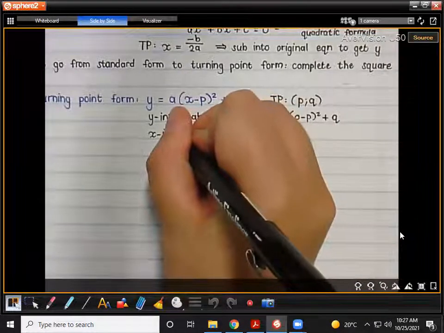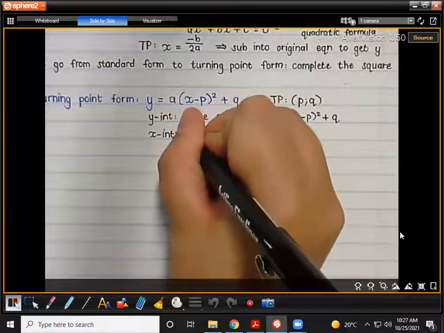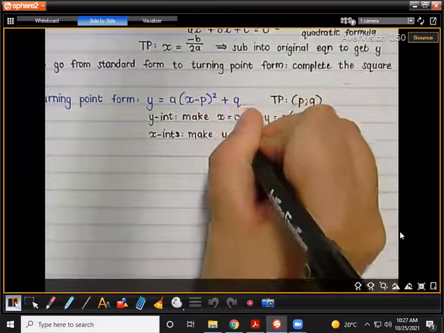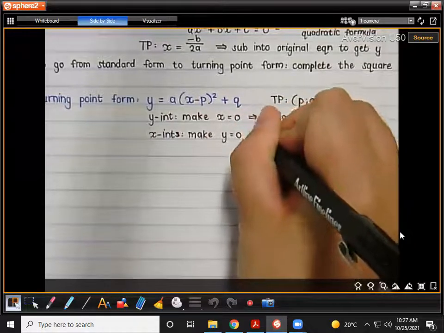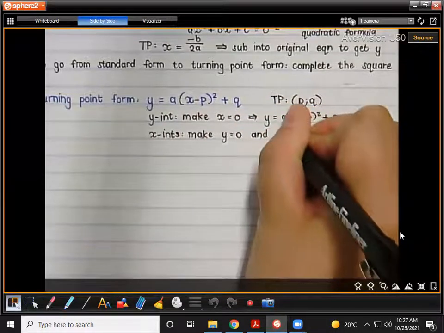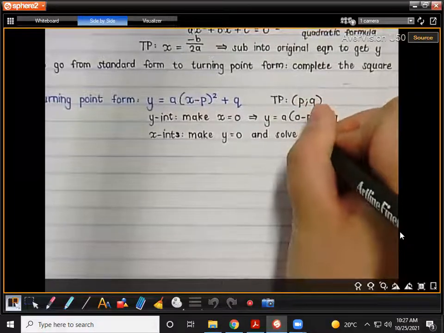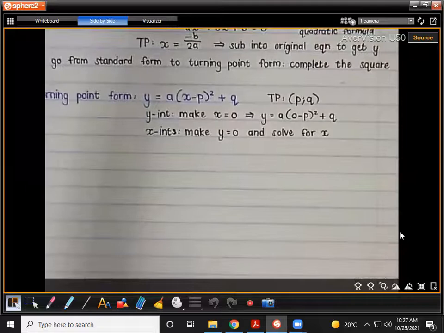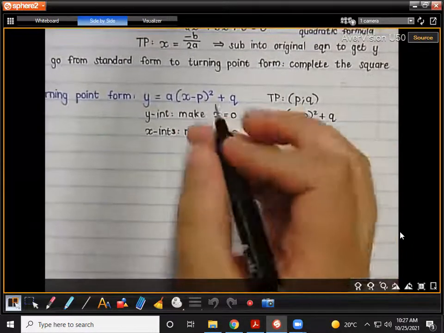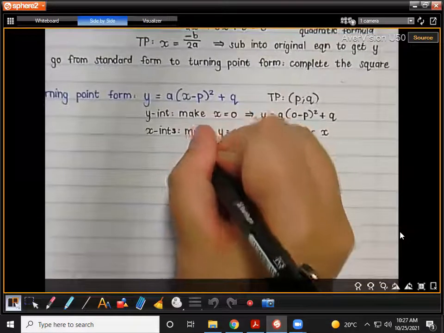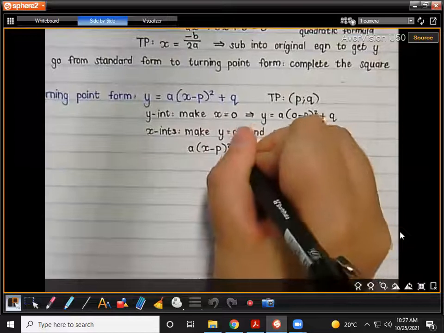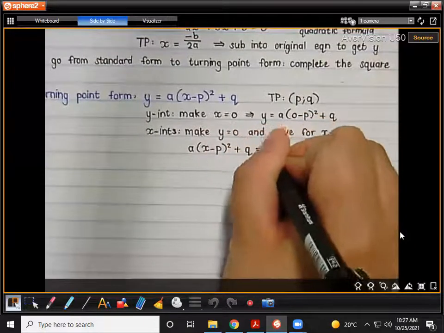For the x-intercepts, let's put an S there. Again, you're going to make y equal to 0 and solve for x, and that will give you your x-intercept. When you do that, you're going to get an equation that looks like this: a(x minus p) squared plus q is equal to 0.